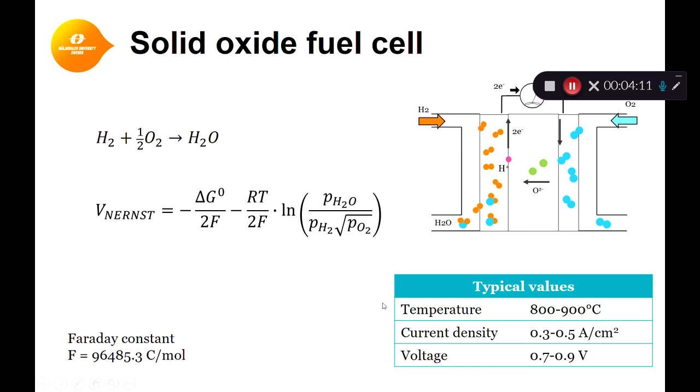Typical values of temperature for SOFC are in the range of 800 to 900 degrees C. Current density is usually a bit higher than for molten carbonate fuel cell, going up to 0.5 amps per square centimeter. The voltage is found in a similar range as for MCFC.